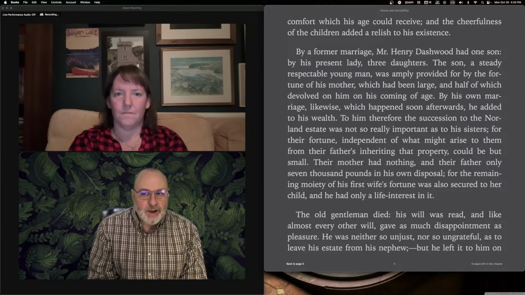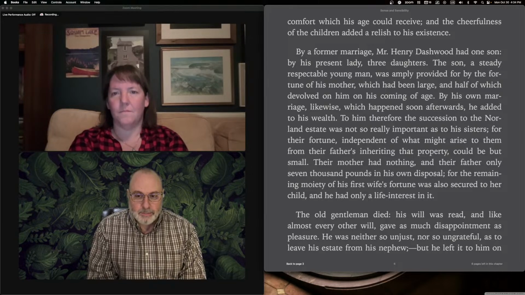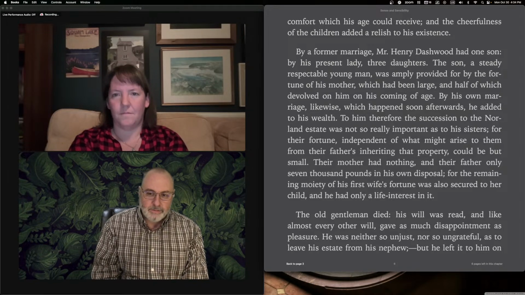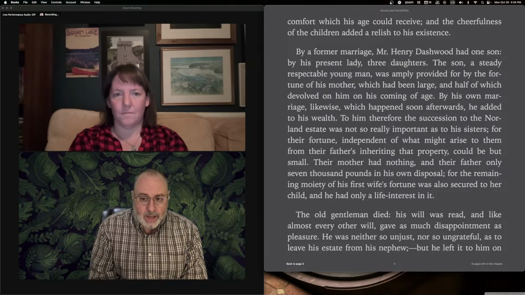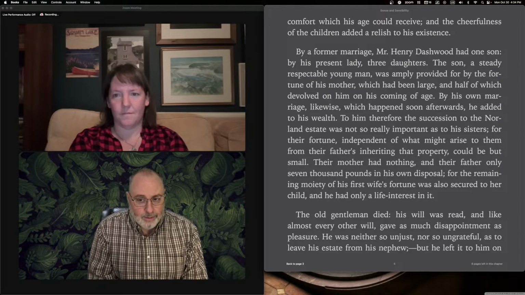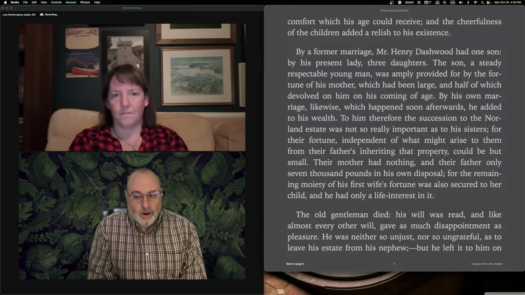By a former marriage, Mr. Henry Dashwood had one son, by his present lady 3 daughters. The son, a steady, respectable young man, was amply provided for by the fortune of his mother, which had been large, and half of which had devolved on him on his coming of age. By his own marriage likewise, which happened soon afterwards, he added to his wealth. To him, therefore, the succession to the Norland estate was not so really important as to his sisters, for their fortune, independent of what might arise to them from their father's inheriting that property, could be but small. Their mother had nothing, and their father only £7,000 in his own disposal, for the remaining moiety of his first wife's fortune was also secured to her child, and he had only a life interest in it.